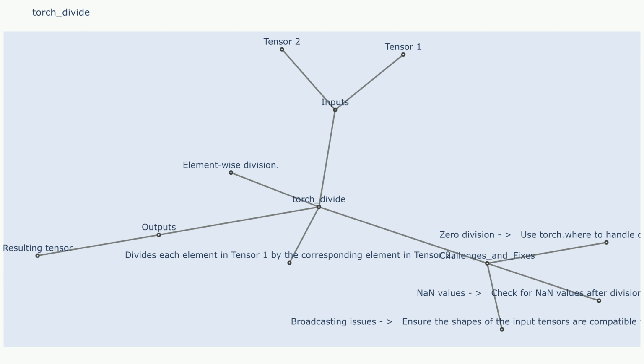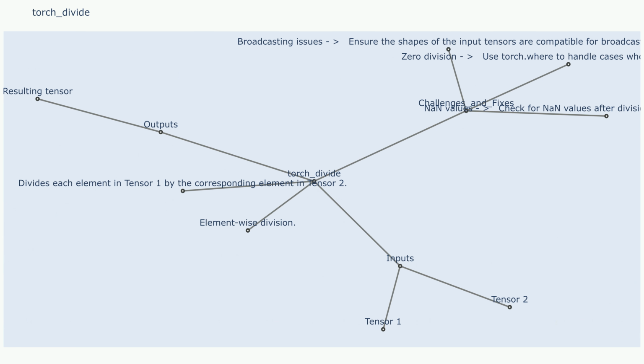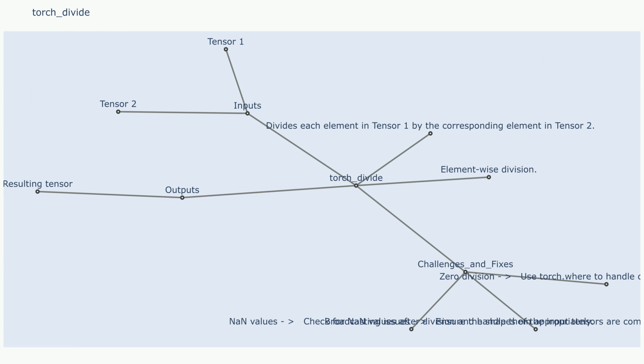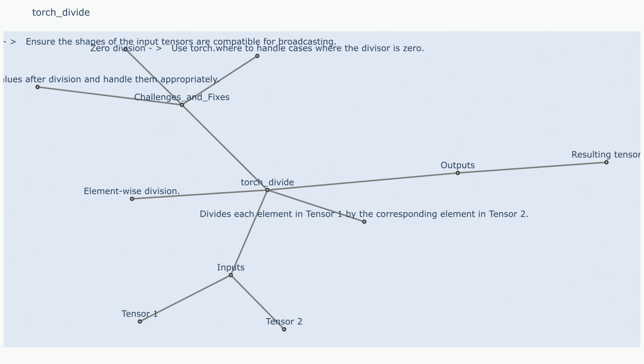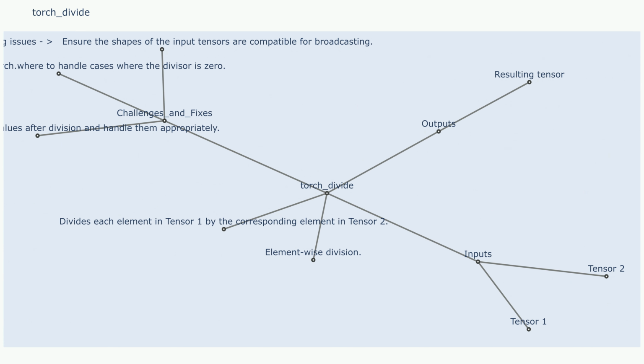Challenges and fixes. Challenge 1, division by 0. If an element in the divisor tensor is 0, the result of the division is undefined. Sample use case that resulted in challenge 1: dividing a tensor by another tensor containing 0 values. Fixes to challenge 1: use torch.divide(input1, input2, out=None, rounding_mode='trunc', dtype=None). Set the rounding mode parameter to trunc to truncate the result to the nearest integer.